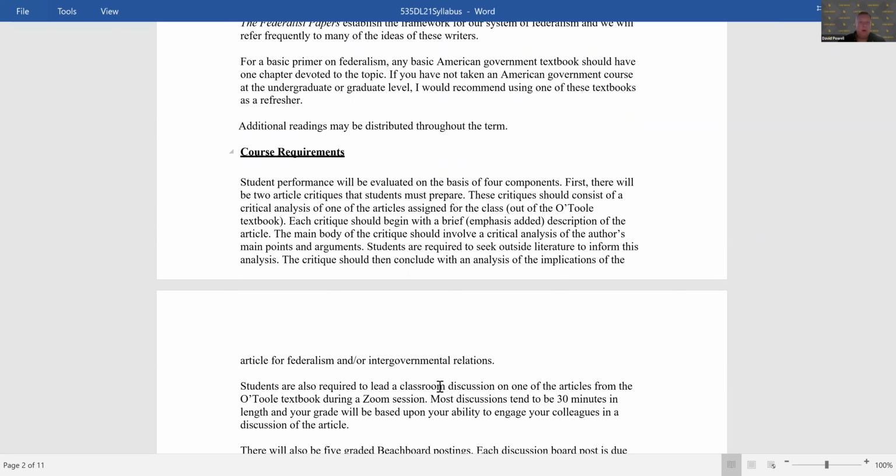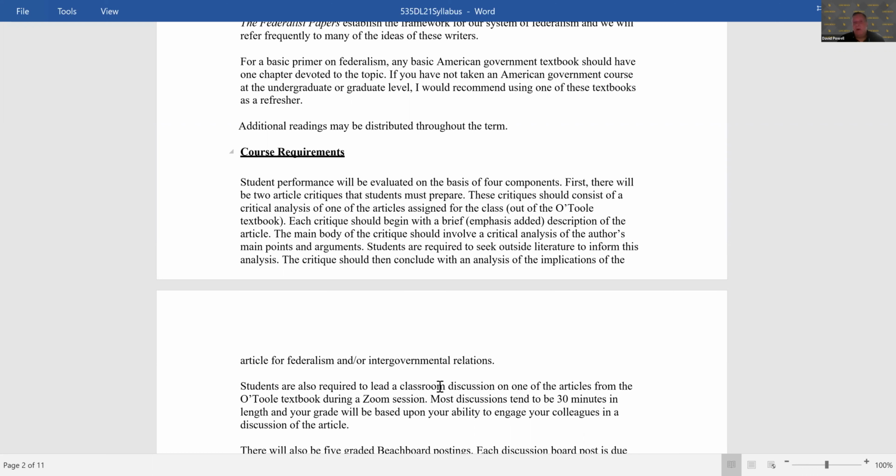So in terms of the article critiques, everyone will complete 2 article critiques, article critique of 2 different articles. The purpose of the article critique is to allow you to engage in a critical analysis of the articles that are provided in the O'Toole text and provided on our Beach Board site. The critiques are brief. They should be parsimonious. Sometimes they're as short as 3 pages. Sometimes they're 5. Sometimes they're 7. I think anywhere in that range of 3 to 7 pages tends to be pretty typical for these critiques.